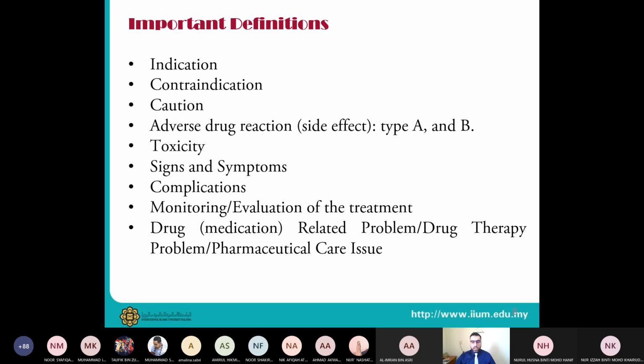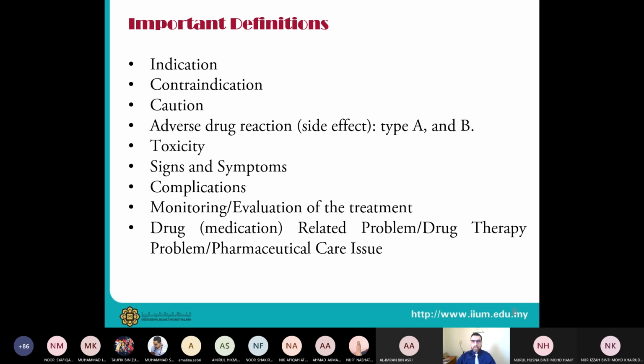For adverse drug reactions, I think you are familiar with the types. We have type A and B. Actually, there are more than two, but these are the two main types of adverse drug reaction. Type A is related to the pharmacological effect of the medication. For example, anticholinergic medications are well known to cause dry mouth and other anticholinergic effects, because of the receptors, this medication may lead to such kind of side effect.